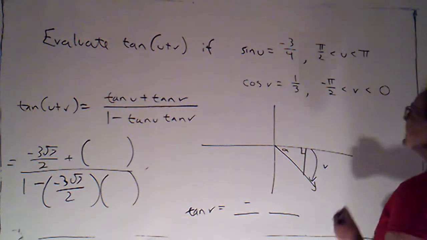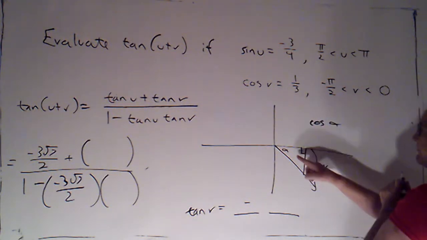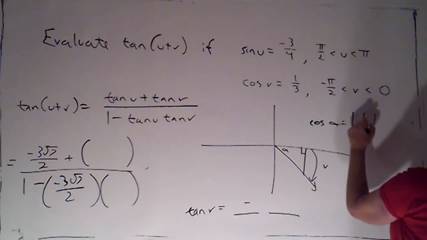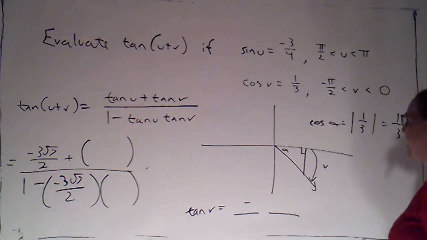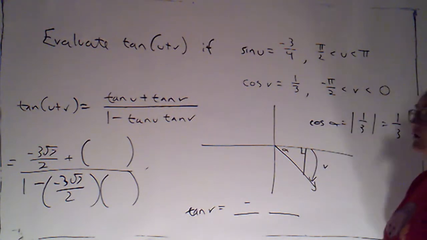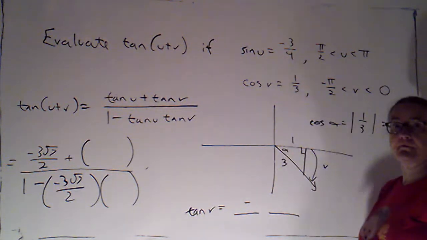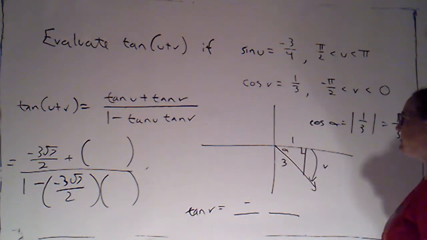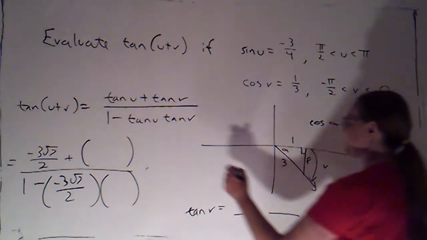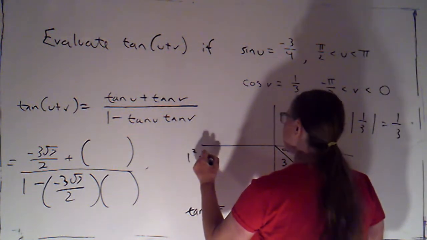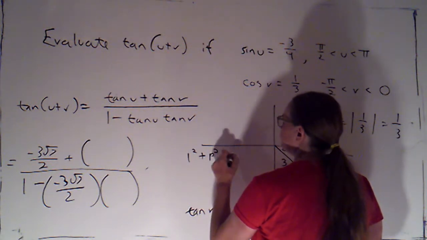Then I know that cosine of my reference angle is the absolute value of 1/3, which is just 1/3. Cosine in this case of v and alpha are exactly the same. We would have 1 and 3, adjacent over hypotenuse. So I need to solve for the opposite. It's another use of Pythagoras. 1 squared plus p squared is equal to 3 squared, which is 9.